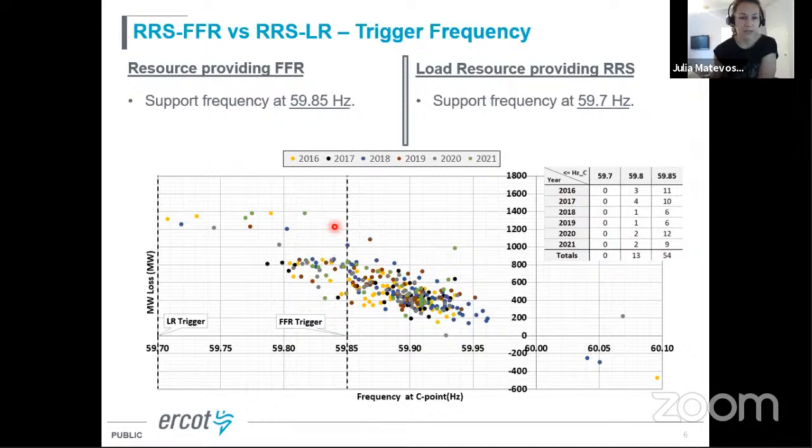For the next two slides, I have a little bit of explanation of why we have the settings for FFR. Here you can see historic frequency events that happened, and how far they went in terms of frequency on the x-axis, and the size of the event on the y-axis. And you can see that with a 59.85 Hertz trigger, we probably address about a third of frequency events that are happening. So we intend to use FFR for larger events, but not as large as what would trigger load resources, because we would like to keep load resources for extreme events when really large generation trips.